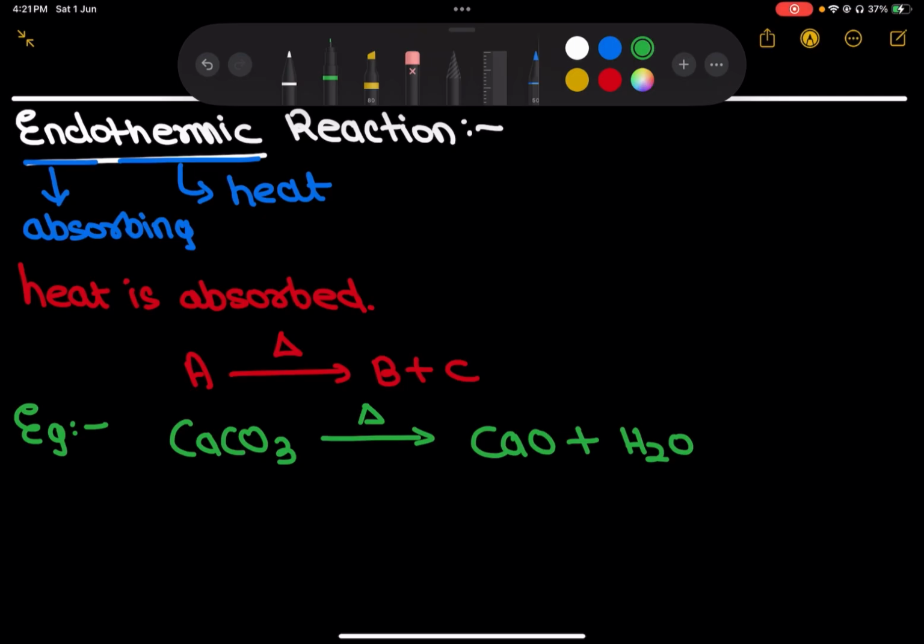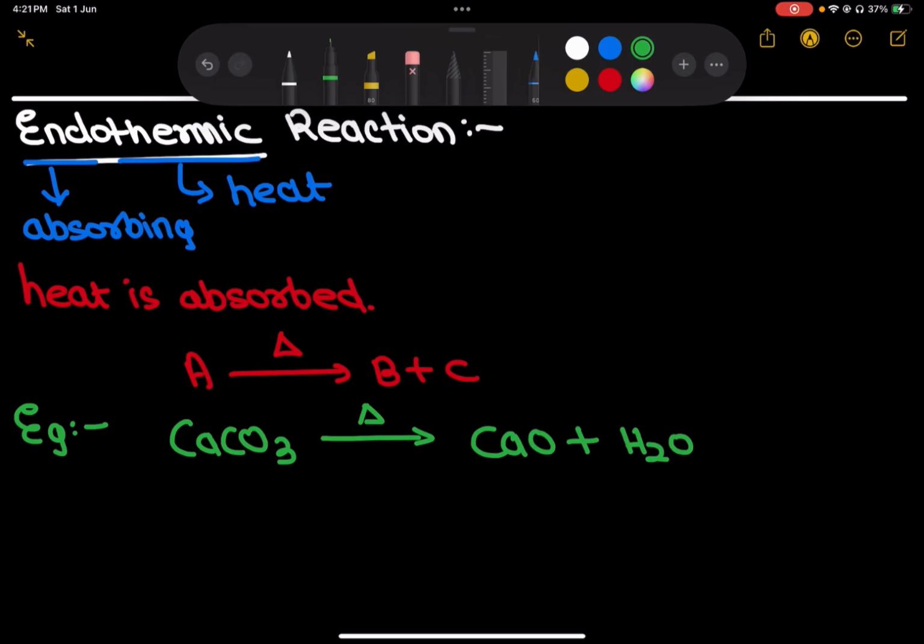Again, whenever endothermic reactions take place, like in a beaker or a test tube, the surrounding area will become cool. Why will it become cool? Because heat is absorbed from the surroundings for the reaction to happen, right? So the surrounding area becomes cool. In exothermic reactions, the surrounding area becomes hot due to release of heat. In endothermic reactions, the surrounding area becomes cool due to the absorption of heat.